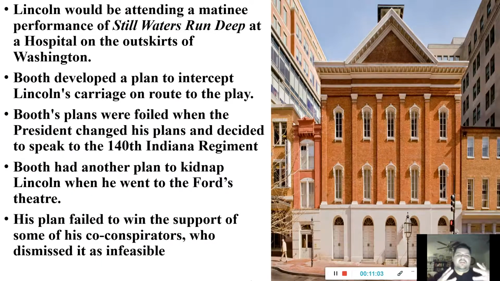So here's the plan. Booth finds out that Lincoln is going to go to a performance called Still Waters Run Deep, and it was going to be at a hospital just outside of Washington. All right, so the performance is going to be here. Lincoln is here. So Booth has to travel this area. So what we'll do is look at the terrain, see what's the best spot to ambush him. We'll come out, we'll get him. If he has security, we'll take care of security. Then we'll kidnap him. And then we'll tell them to meet our demands to release all those Confederate soldiers.